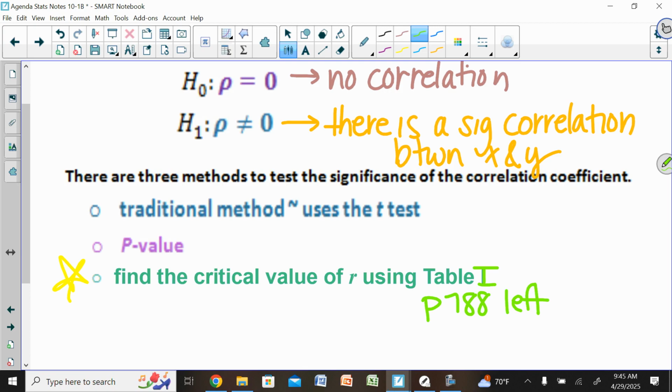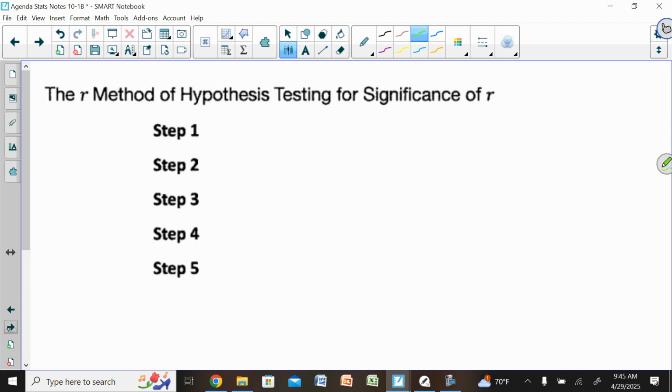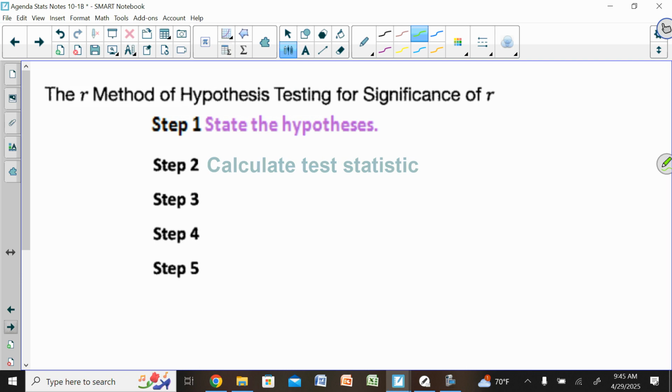All right. So our 5 steps of testing, just like everything, really fall into line with everything we've been doing. We're just going to get our test statistic and our critical value from different places. So step 1 is to state the hypotheses. We're not even going to identify a claim. We're just going to say either rho is 0 or rho isn't 0. Those are our options. Step 2 is to calculate our test statistic. Remember, our test statistic is R, and we probably have already calculated that.